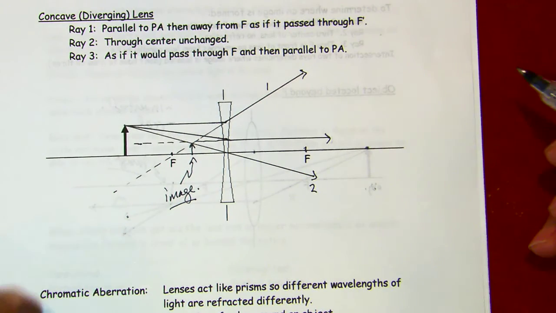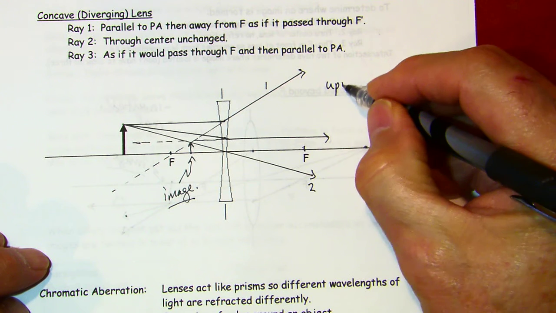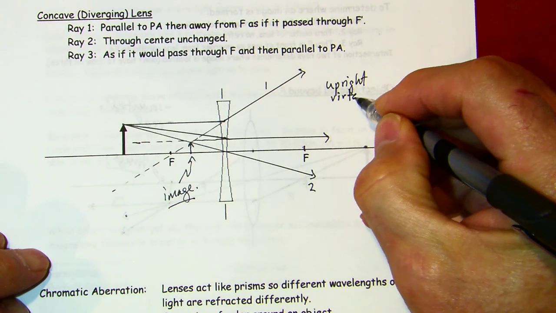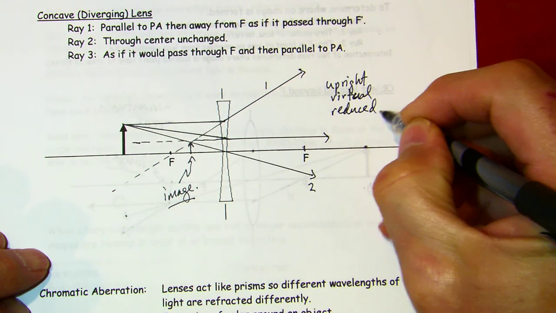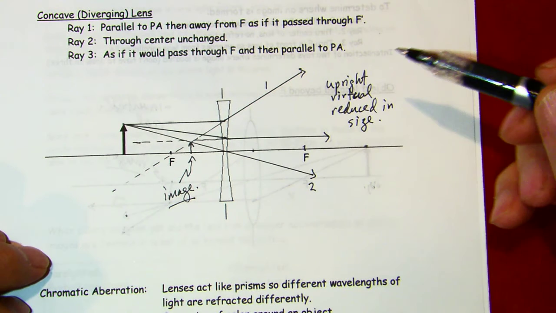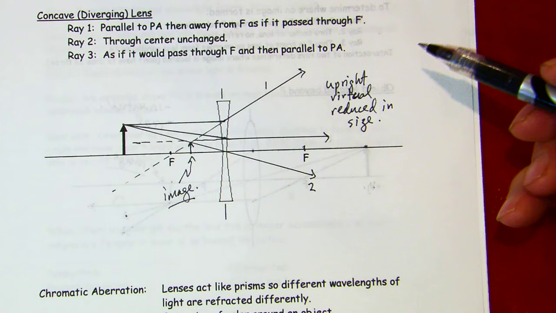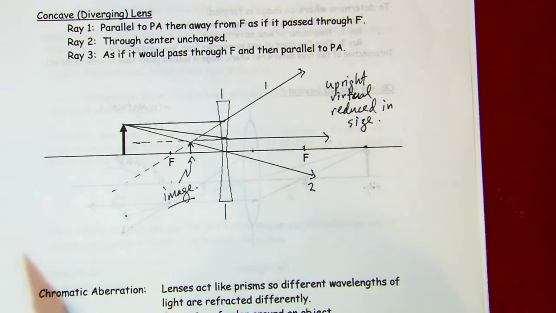For these lenses, you always, always, always get an upright, virtual, reduced in size image. Just like for the convex mirror, you got an upright, virtual, reduced in size image, and it does not matter where you put it.